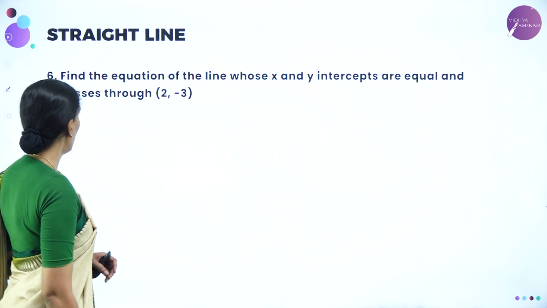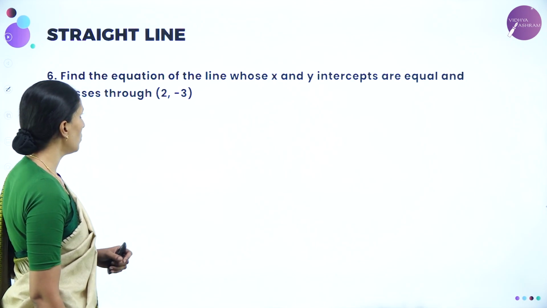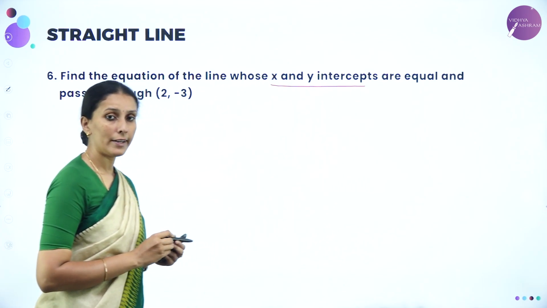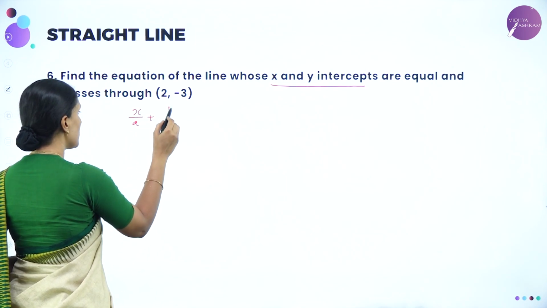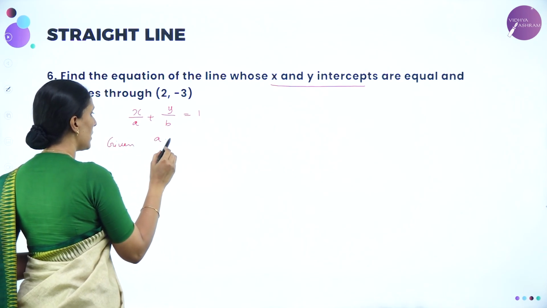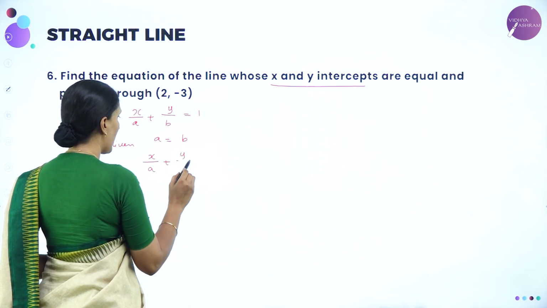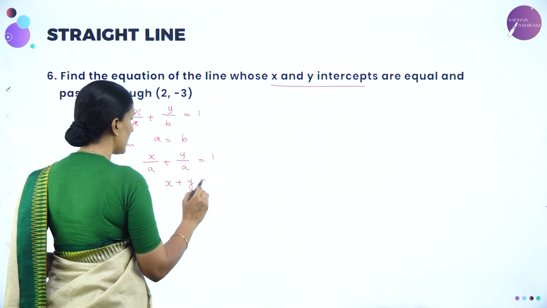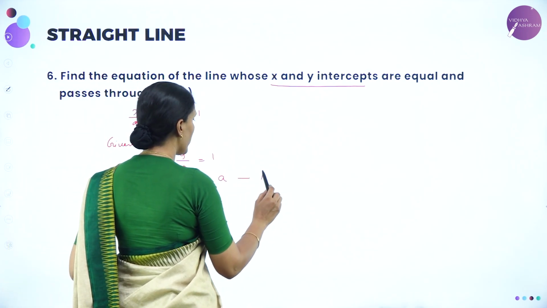The next question, find the equation of the line whose x and y intercepts are equal and passes through 2, minus 3. So given that x and y intercepts are equal, let us take the intercept form of the equation. What is it? x by a plus y by b is equal to 1. So given a is equal to b, we can write this as x by a plus y by a is equal to 1, or x plus y is equal to a, just multiplying a on both sides. So consider this as equation 1.